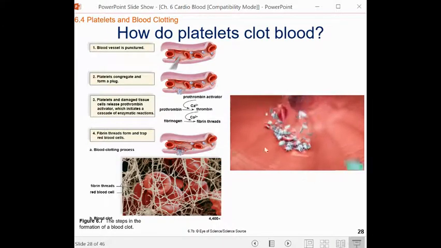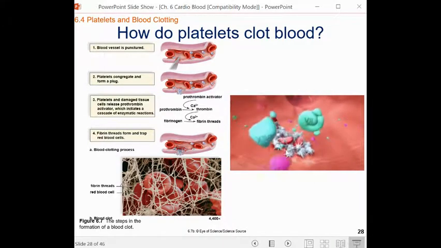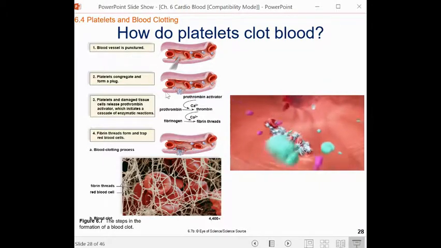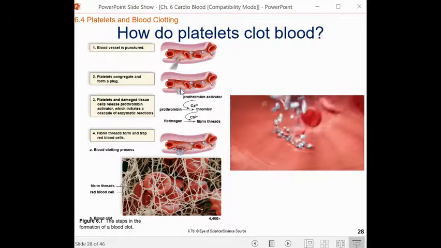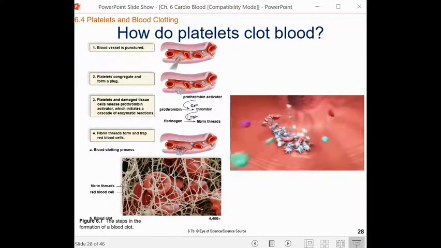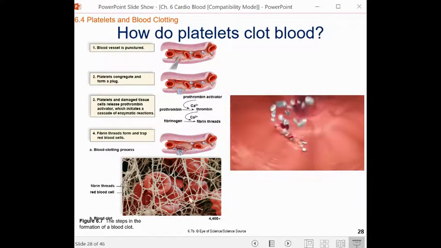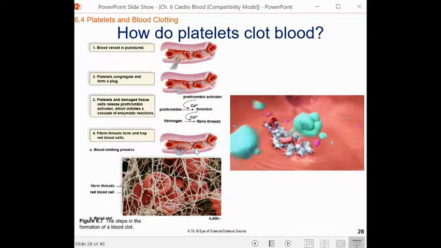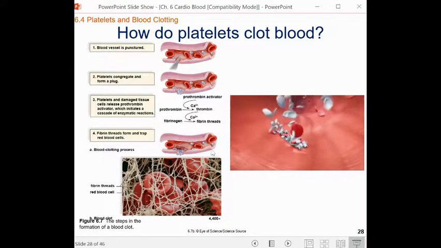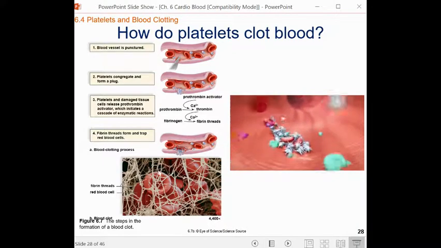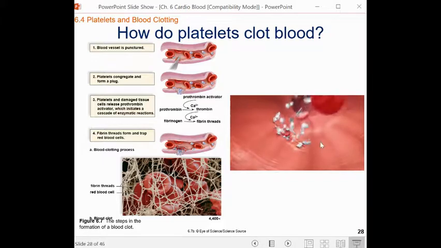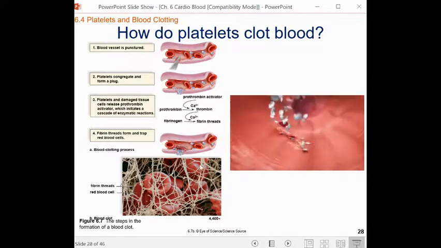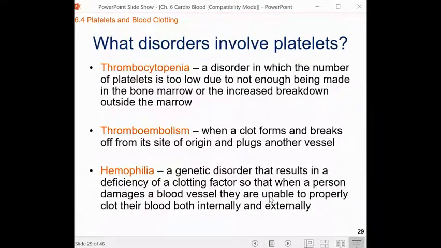So here you can see an image of that. We get a blood vessel that's punctured. The platelets congregate and form this little plug. Then it causes this chain reaction that creates this thread-like structure, these fibrin threads, which act almost like a net, causing white and red blood cells to get captured here, creating that clot. So you can see that clotting up here. What it's not showing you is those threads happening from this chain reaction.